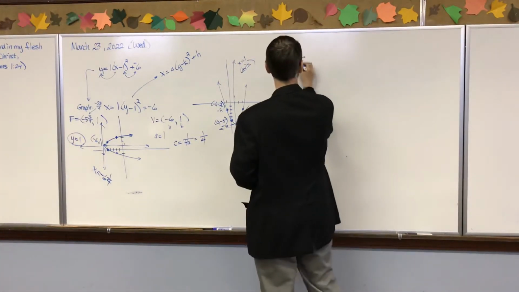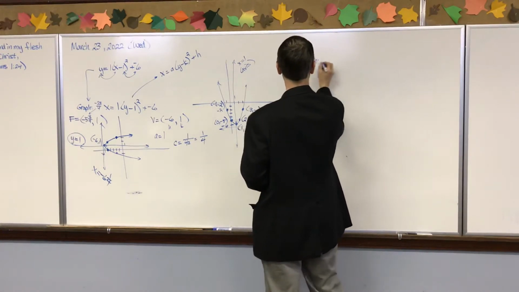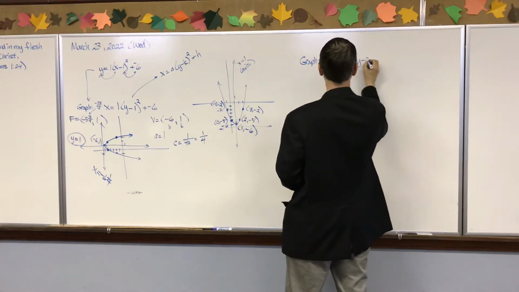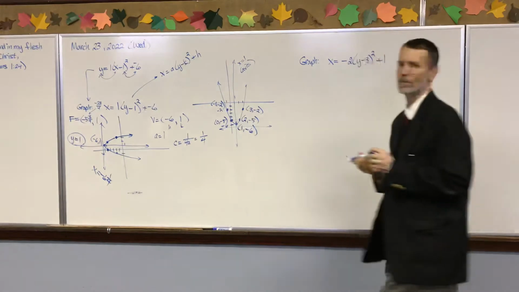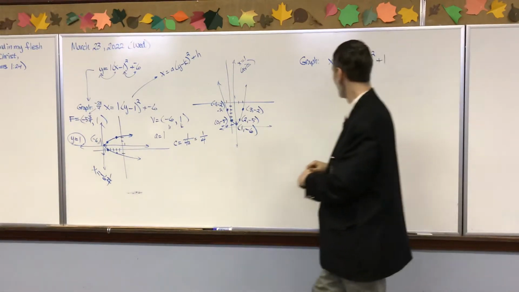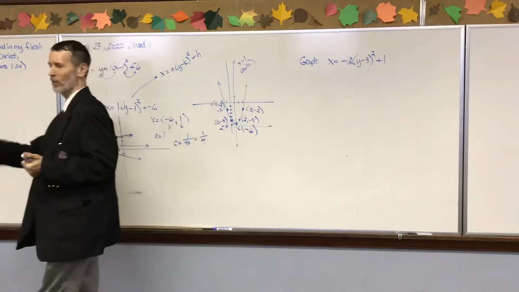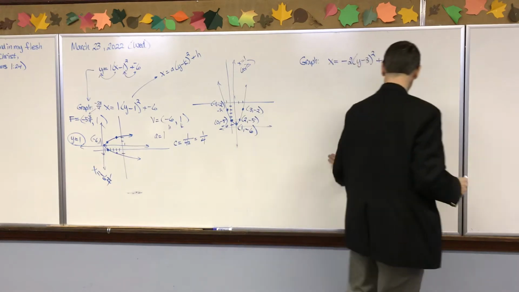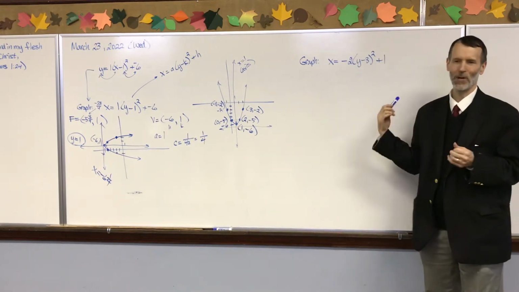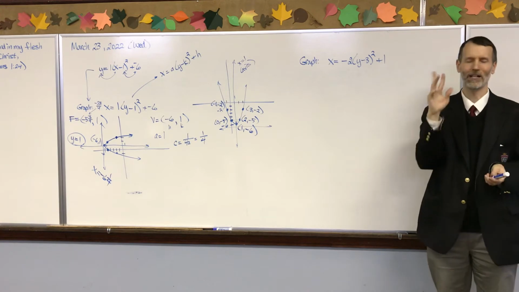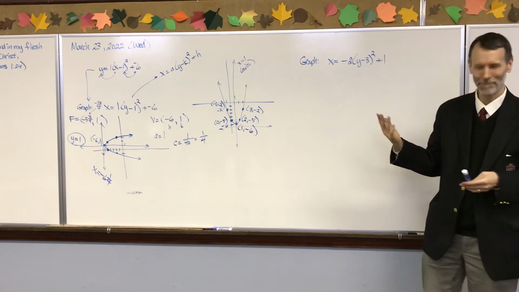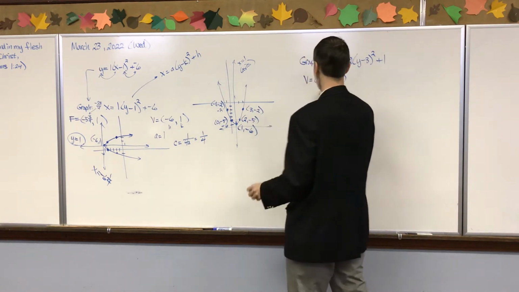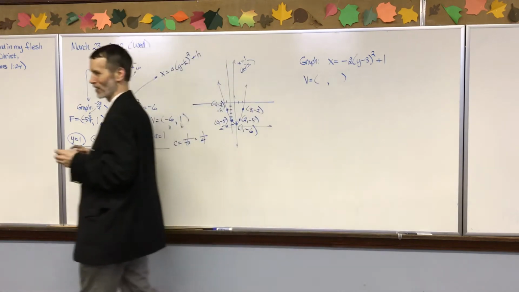Try this. Graph the following. Go ahead and write that down. X equals -2 times the quantity y minus 3, squared, plus 1. Now we do not have the luxury of a previous graph. If we did, we could just flip all the x's and y's and be done. We don't have that. Can somebody, if you're feeling clever, tell me where the vertex is?